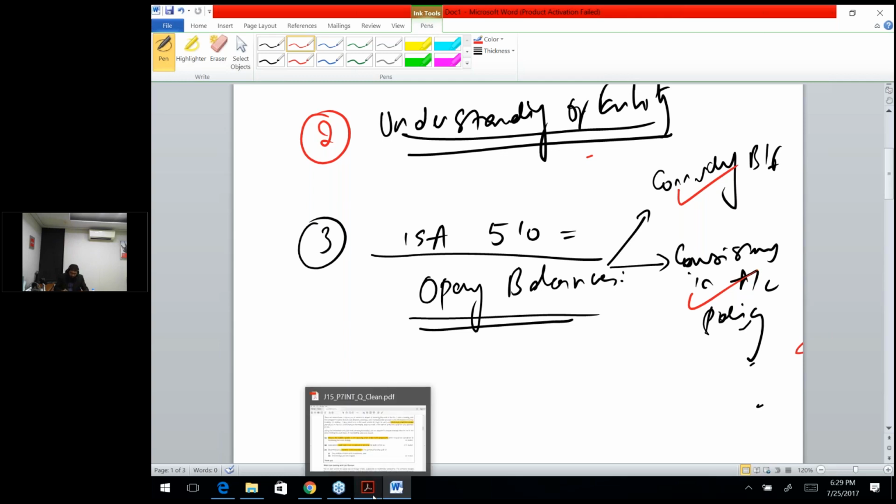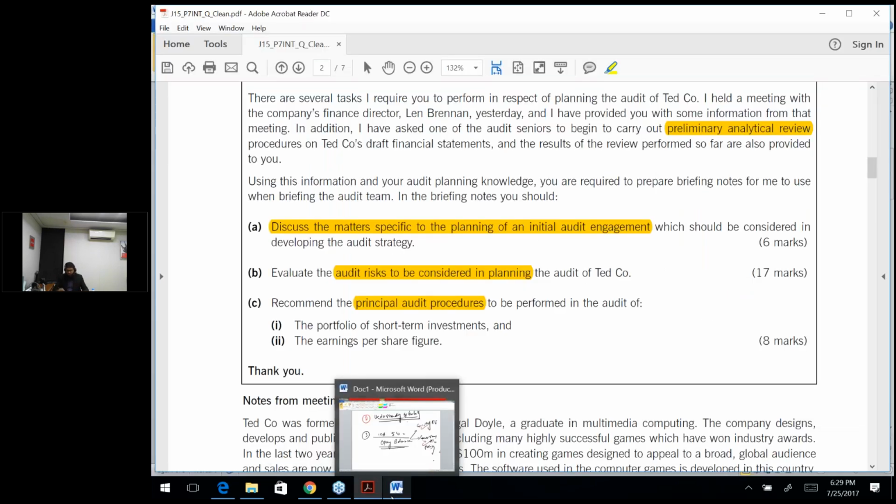So basically, if the question's requirement says discuss the matters specific to the initial audit engagement which should be considered in developing the audit strategy, what you will do is discuss these matters. And what are those three matters? Number one, obtaining of professional clearance. Number two is understanding of the entity. And number three is basically the opening balances.